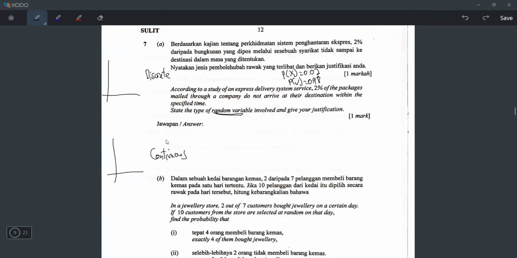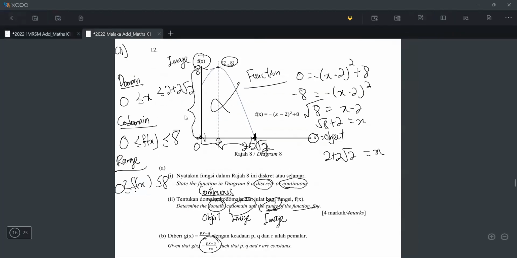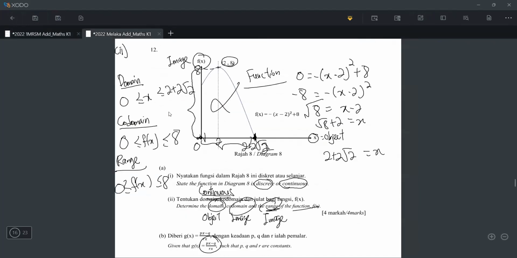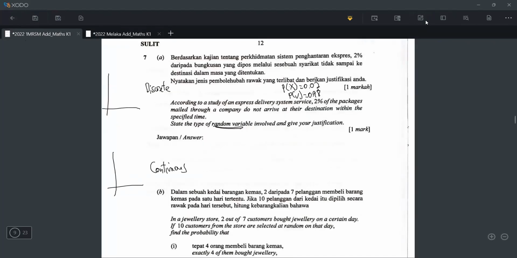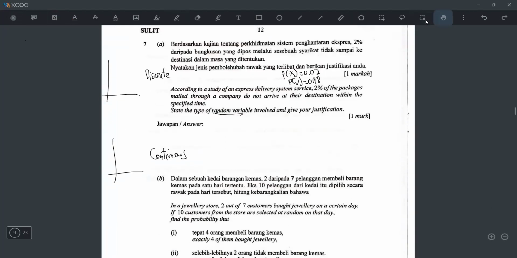Okay. And I remember when I explained this Malacca question, I also explained it the same way by drawing these 2 graphs. If you want a more detailed explanation, you can watch that video. I already uploaded this video before, the Malacca 2022 trial.